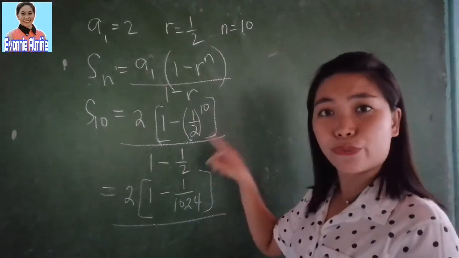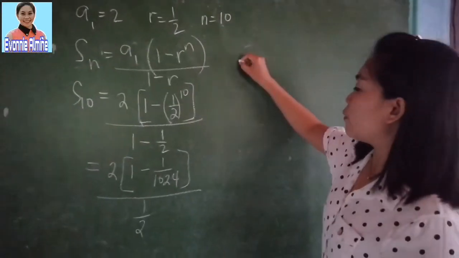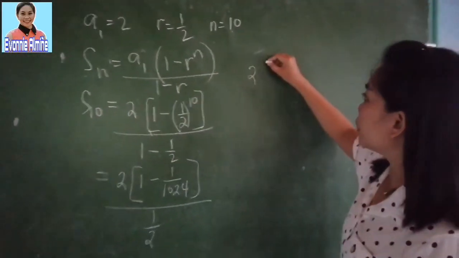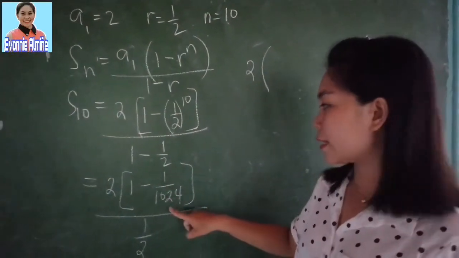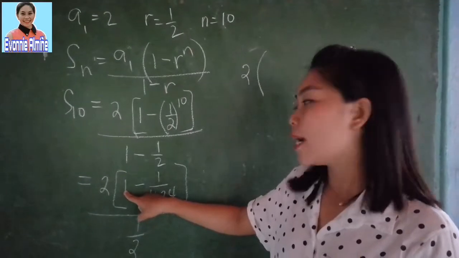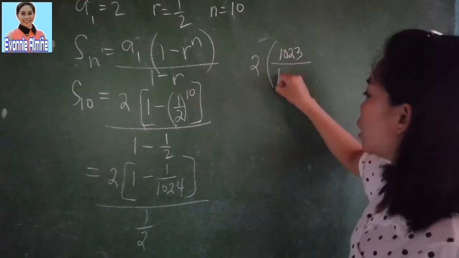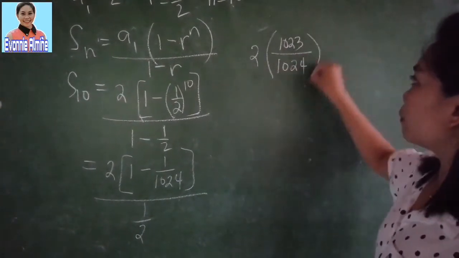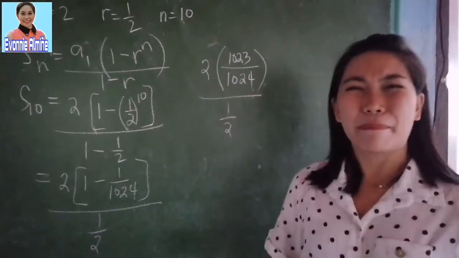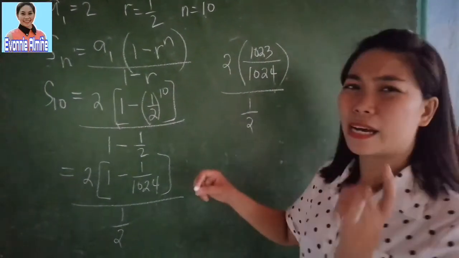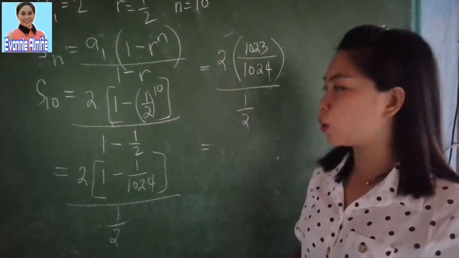Okay, 1 minus 1/2, of course, 1/2. Then, following the rule of PEMDAS, you have 1 minus 1 over 1,024. What's the answer? 1,024 times 1 minus 1, you have 1,023 over 1,024. Divide by 1/2. Medyo komplikado siya, di ba? Pero okay lang po yan. Lahat ng bagay, lahat ng problema, may solusyon.